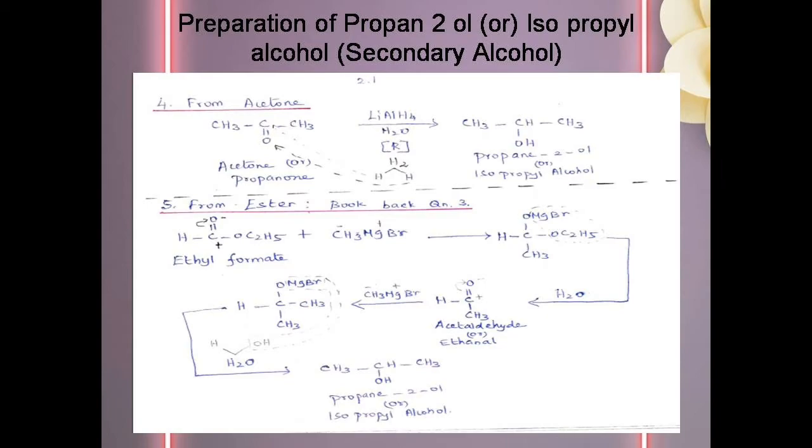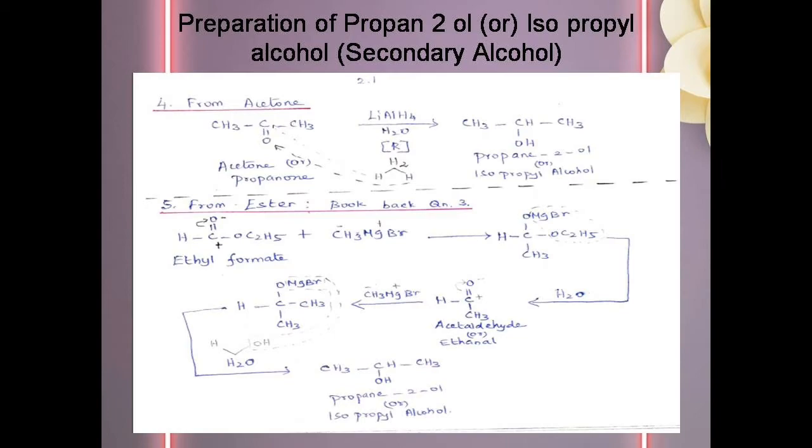Another one is from ester. It is a book back question. For the ester, we are going to take here ethyl formate. Ethyl formate, how can you derive it? From formic acid, formula HCOOH. One of the hydrogens is replaced with ethyl, and we get ethyl formate.